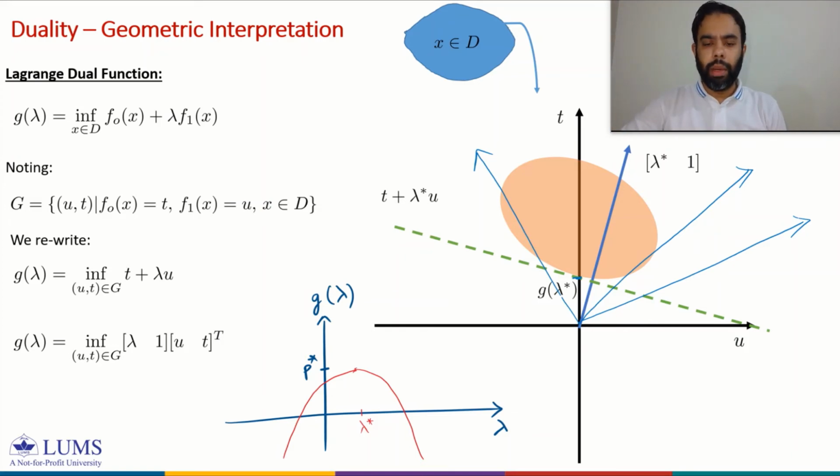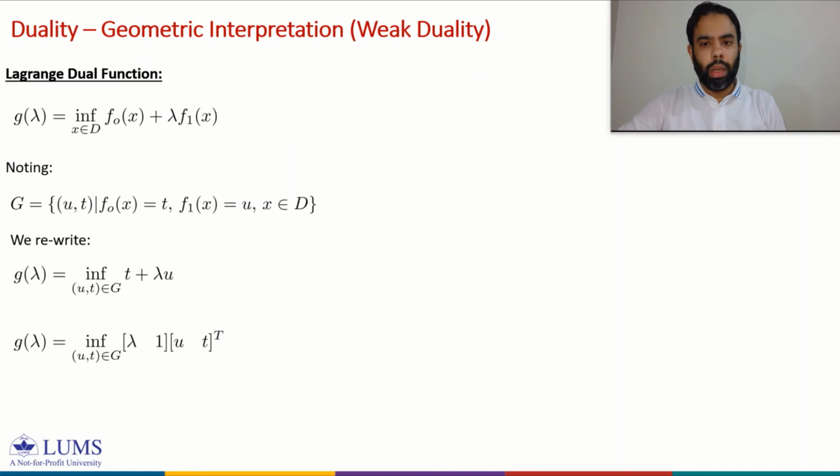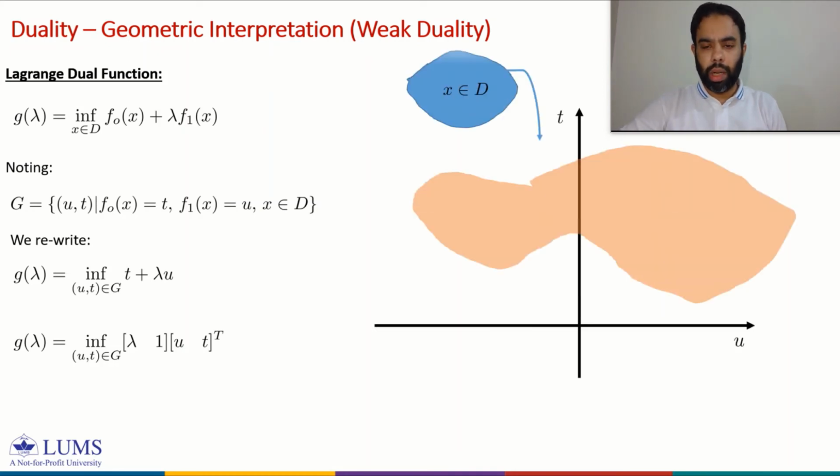We may also consider a case in which we have weak duality. So let's consider one more example. Again, we assume that we only have one inequality constraint function, but the set G in this case is given by this arbitrary shaped region, and we call it G. Right? So where is p star here?